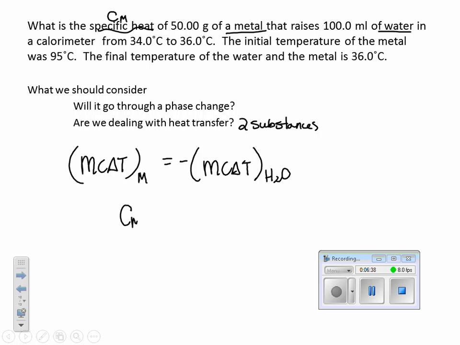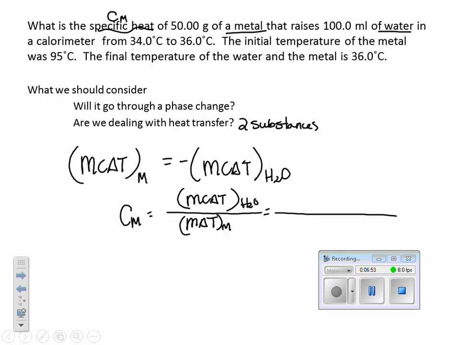Algebraically, specific heat capacity of the metal equals mc delta T of the water over m delta T of the metal. And now again, we can plug and chug. The mass of the water, since we know the volume of the water is 100 milliliters, and we know the normal density of water is 1 gram per milliliter, we can say that that's 100 grams of water.